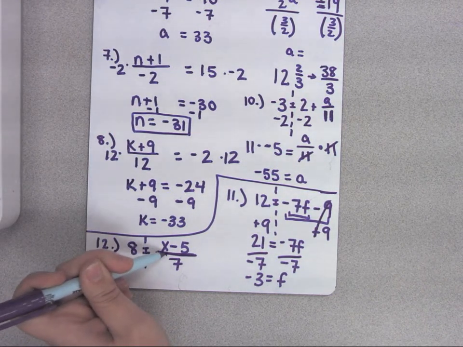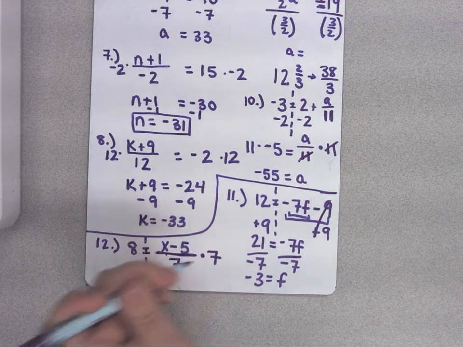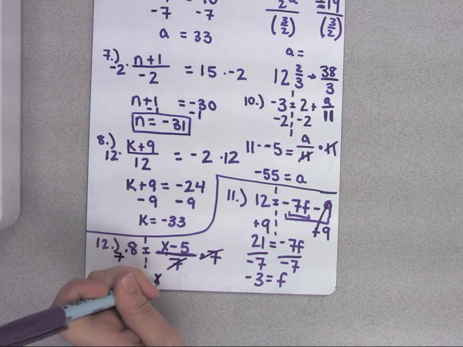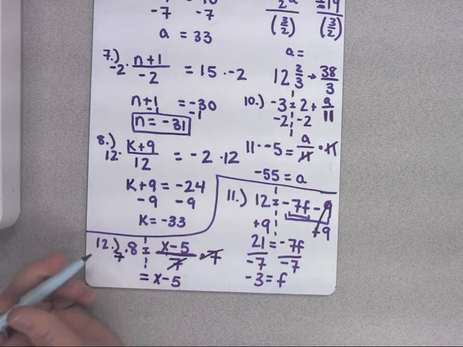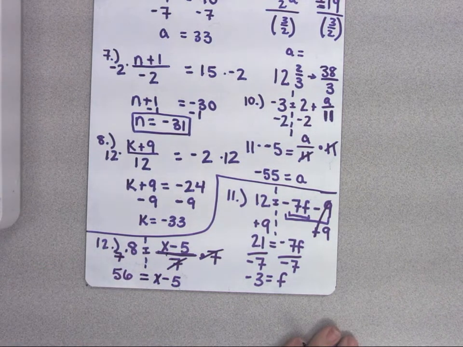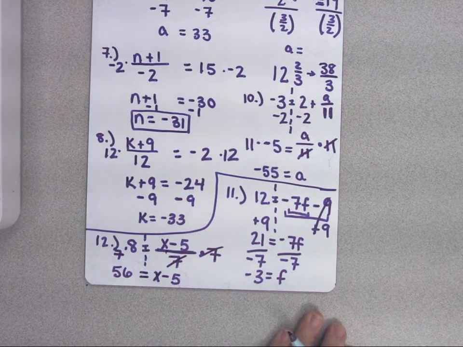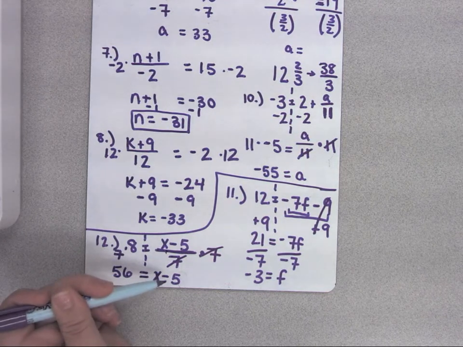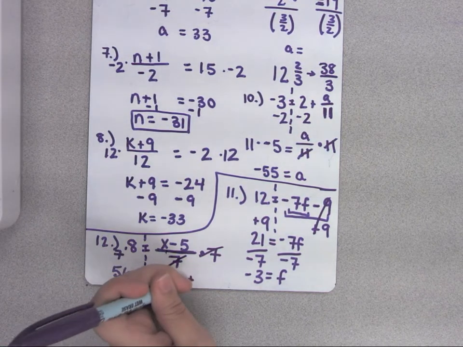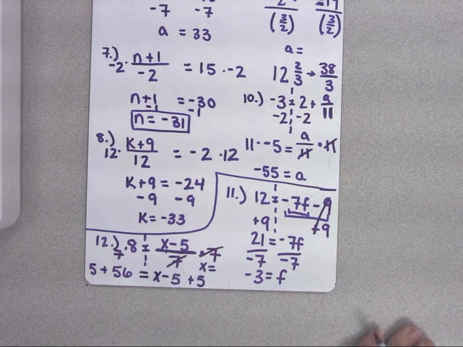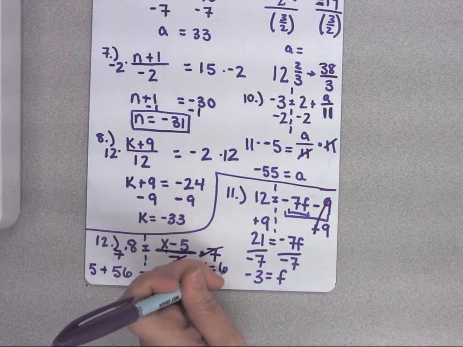The opposite of dividing by 7 is multiplying both sides by 7. These 7s cancel out. You have x minus 5 on this side equals, what is 7 times 8? How do you get x by itself now? X minus 5. How do I get rid of the minus 5? Add 5 to both sides. X equals what? 61.